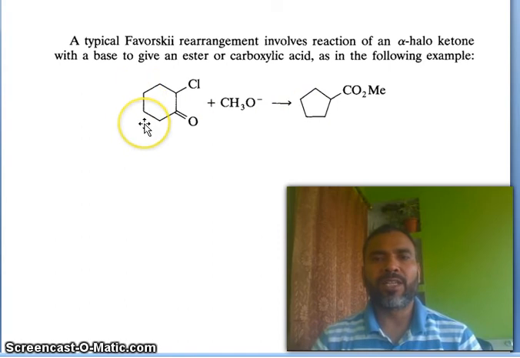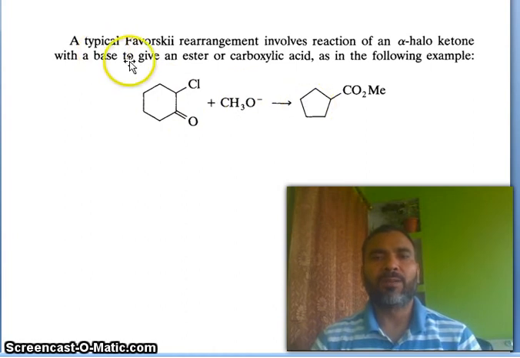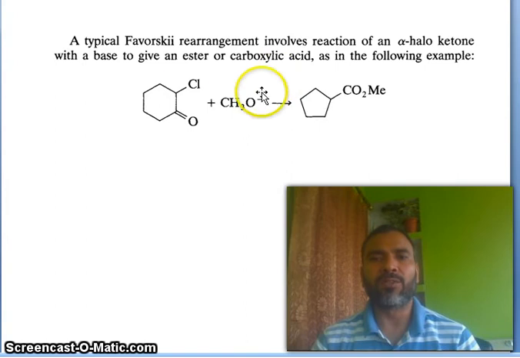Ring contraction means this is the larger ring and this is the contracted ring. This is a 6-membered ring and this is a 5-membered ring. A typical Favorskii rearrangement involves the reaction of an alpha-haloketone. This is the alpha position. So an alpha-haloketone reacts with a base to give an ester or carboxylic acid. In the presence of base, you will get this ester.